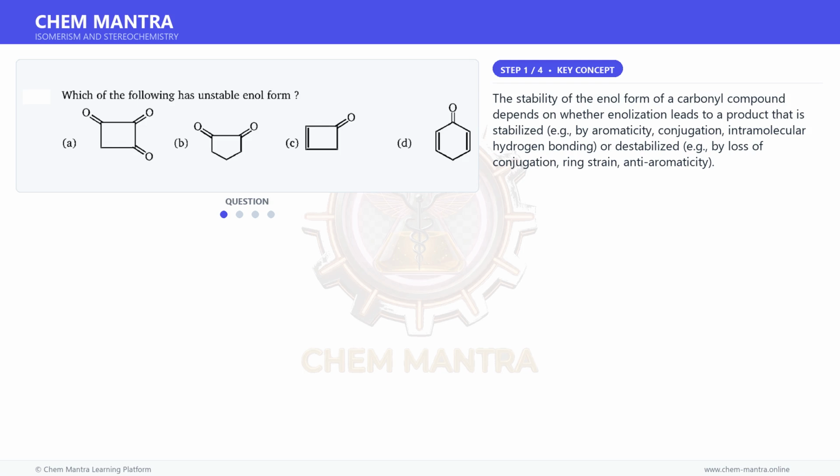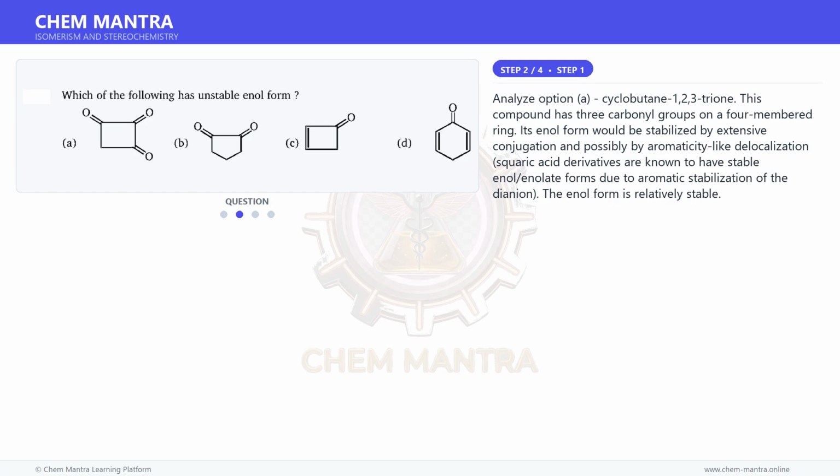The stability of the enol form of a carbonyl compound depends on whether enolization leads to a product that is stabilized, for example, by aromaticity, conjugation, intramolecular hydrogen bonding, or destabilized, for example, by loss of conjugation, ring strain, anti-aromaticity. Moving on to the next step.